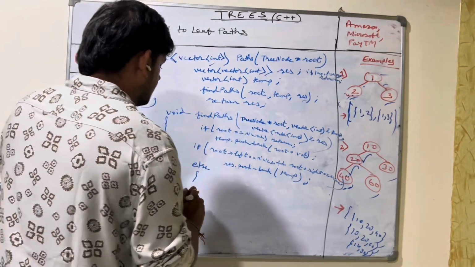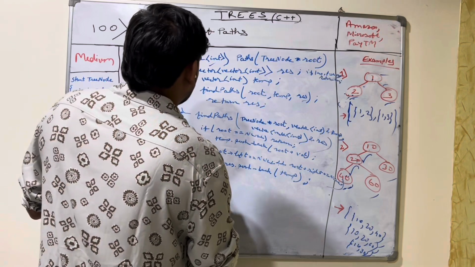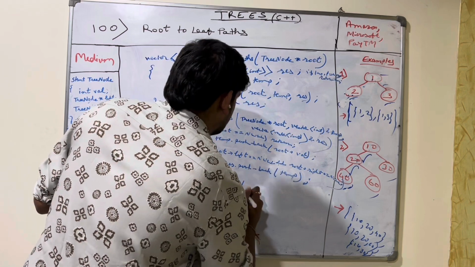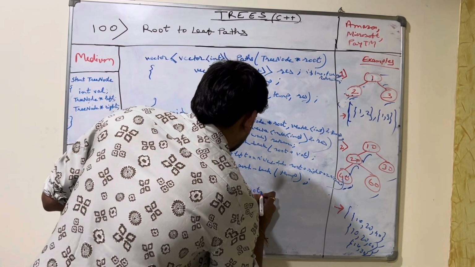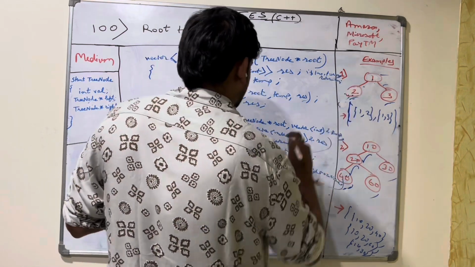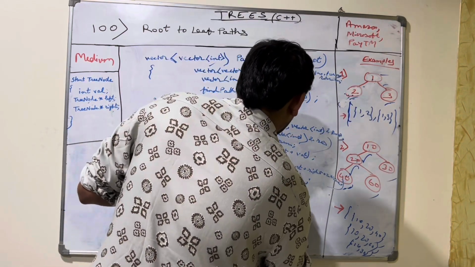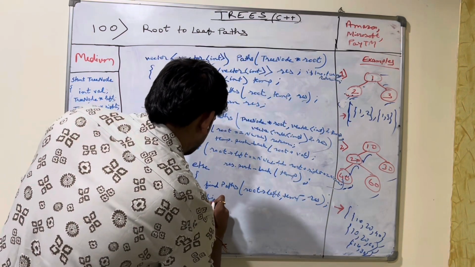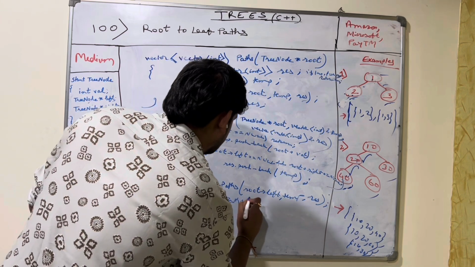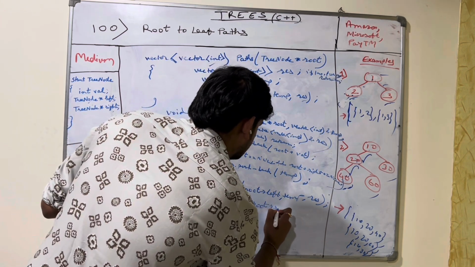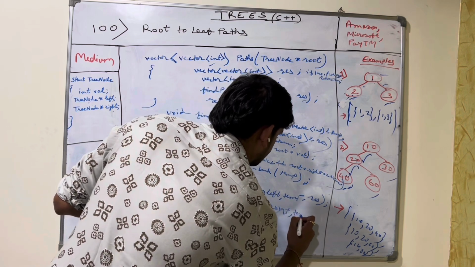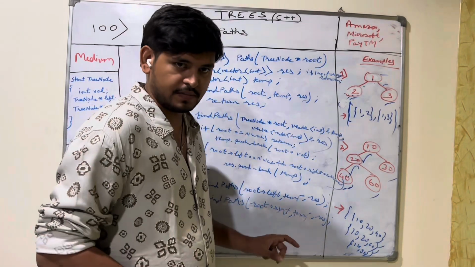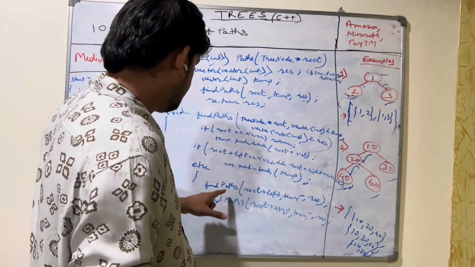Okay, so else what we will do? We will call find paths for the root left. It's a subtree. Same thing we have to do for the left subtree: root left, temp, res. And find paths, same thing we will do for the right subtree: root right, temp, res. Once we have done this, at the end we need to pop out the element.